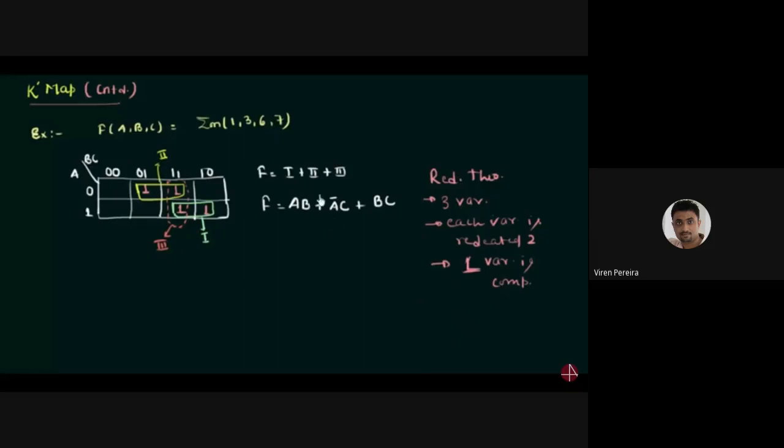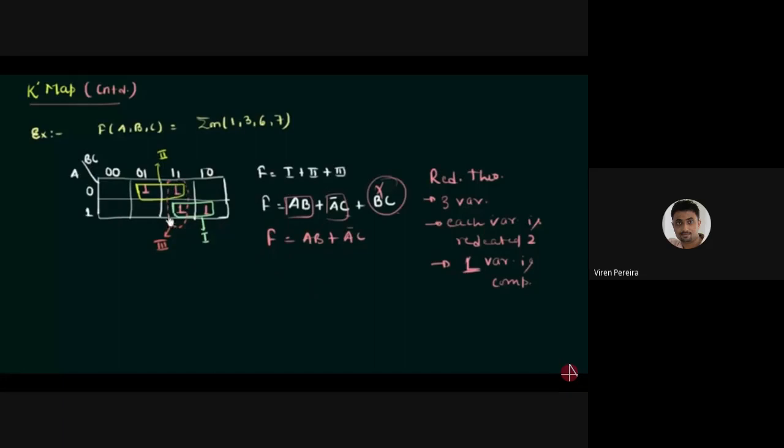So I can see that three variables are involved, a, b, c. Each variable is repeated twice, either in complemented or normal form. A is repeated twice, b is repeated twice, and c is repeated twice. Now I can also see that only a is complemented, whereas b and c are in uncomplemented form. So I will take these 2 and neglect this one. F is equal to ab or a complement c. And this bc is what?